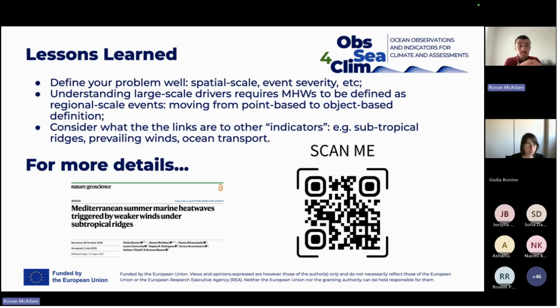But some of the lessons we learned from the study, and I hope you learned too, is that there is a great flexibility in how you define a marine heat wave, which can be problematic, but also, in my opinion, has its positives. It means we have to define our problem well, to think about the spatial scale and the event severity. And we think we found that understanding large-scale drivers requires a regional scale definition of marine heat waves. We also inadvertently looked at the link between this indicator and other indicators, such as atmospheric circulation and prevailing winds. Roshin talked about ocean transport.